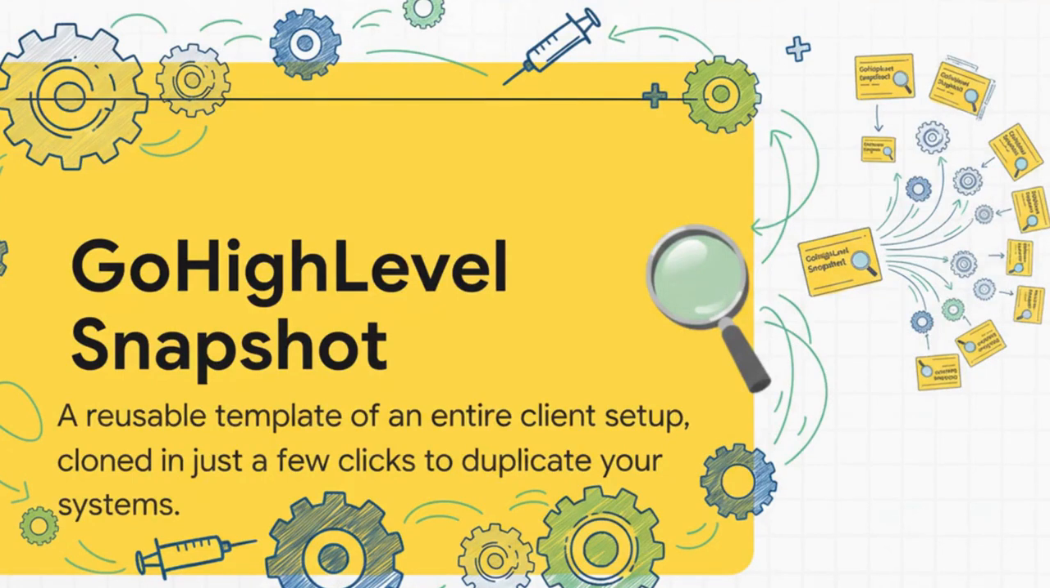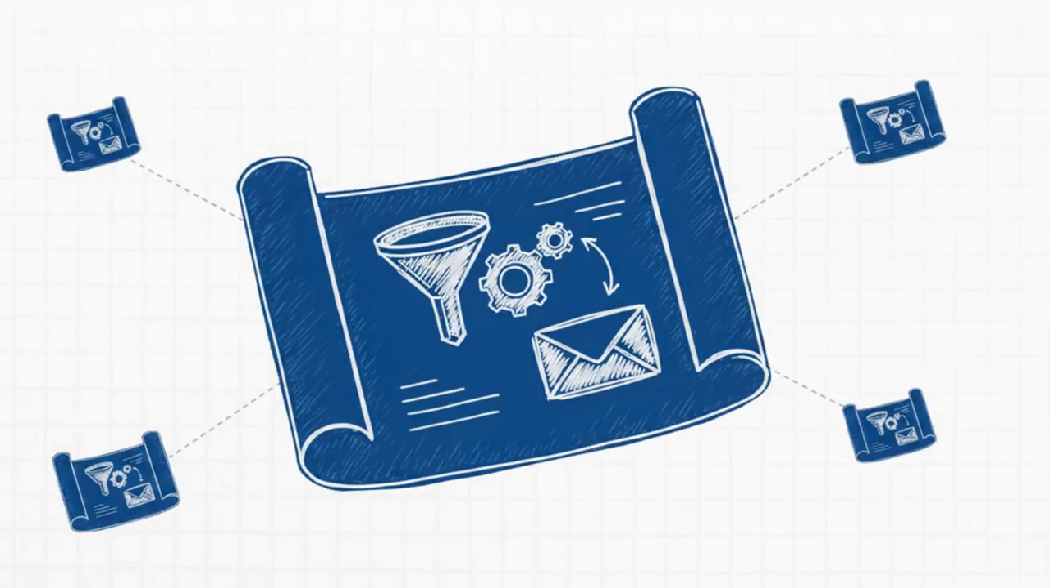Enter the Go High Level Snapshot. This thing is an absolute game changer. So what is it? Put simply, it's a complete reusable template of your entire client setup. Think funnels, workflows, forms, all of it, ready to be cloned in just a few clicks. The best way to think about it, it's like a digital blueprint for your most successful client system. You put in the work one time to build out the absolute perfect setup, your highest converting funnels, your slickest workflows, and then you just stamp out a perfect copy for every new client, instantly.